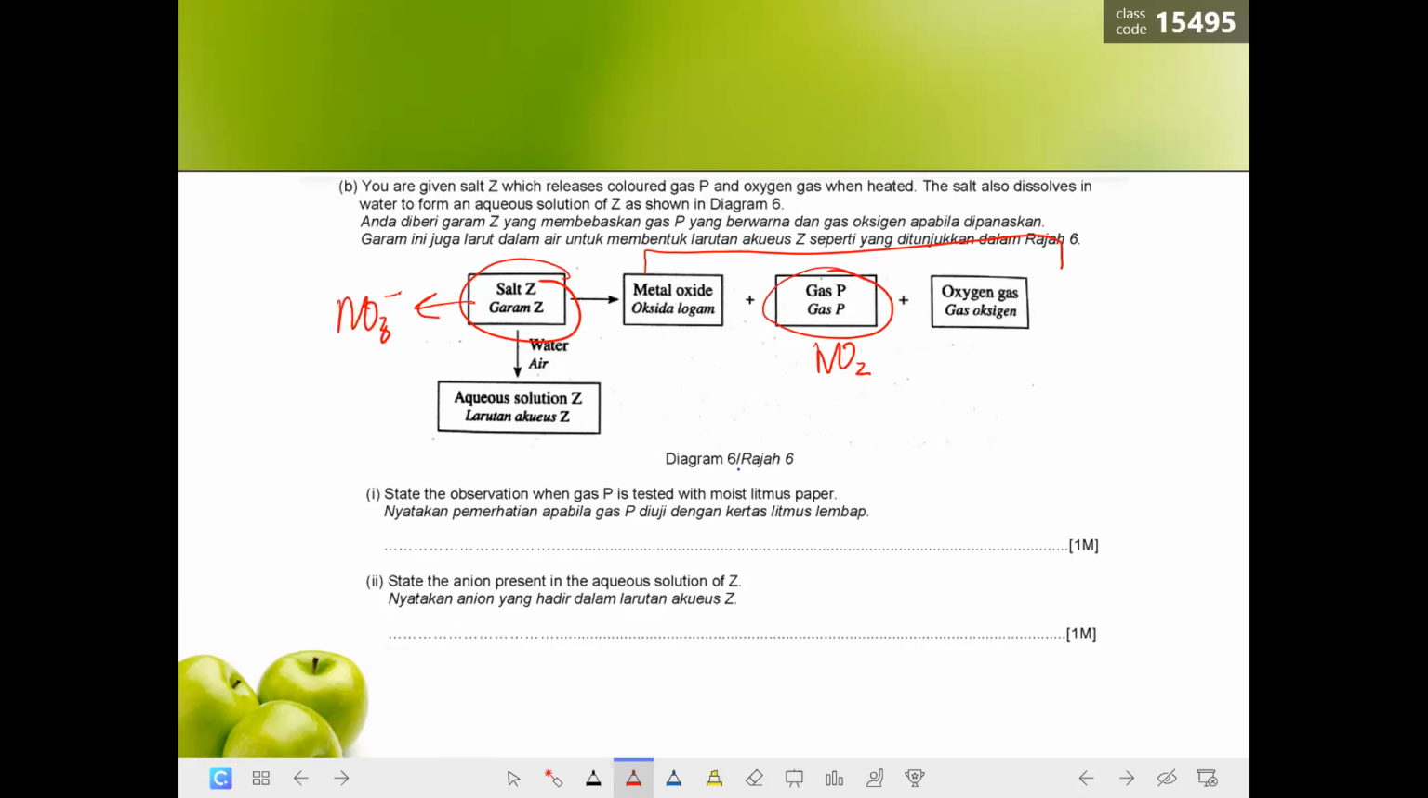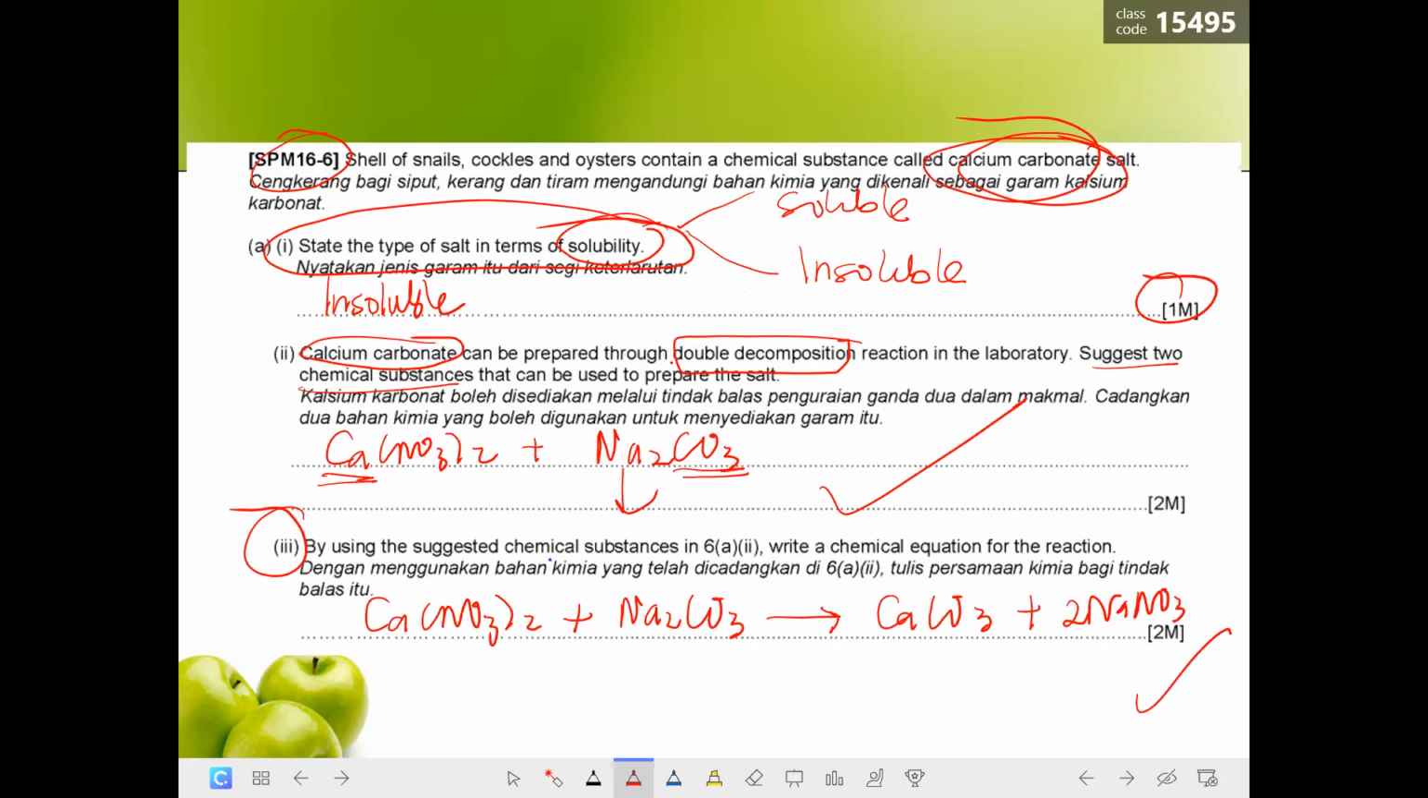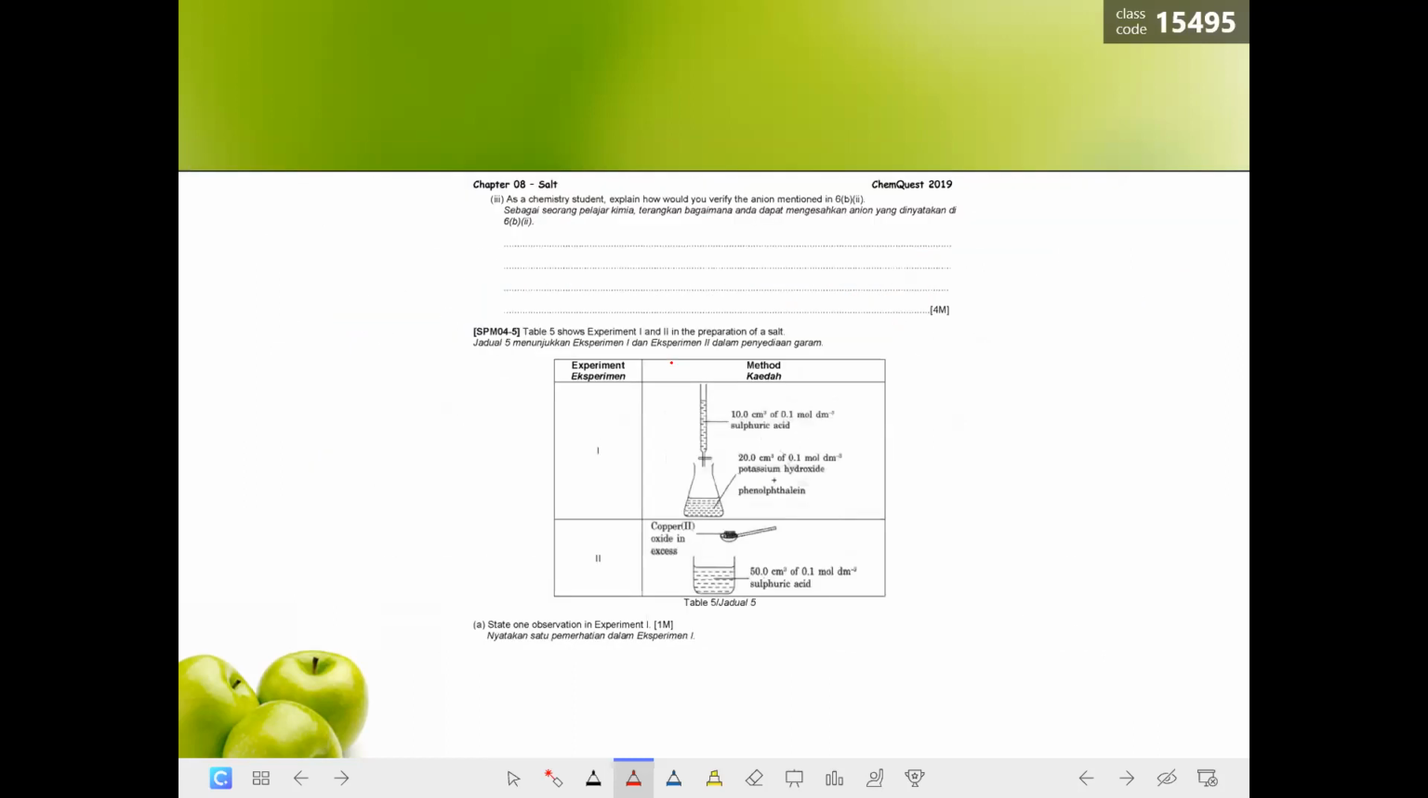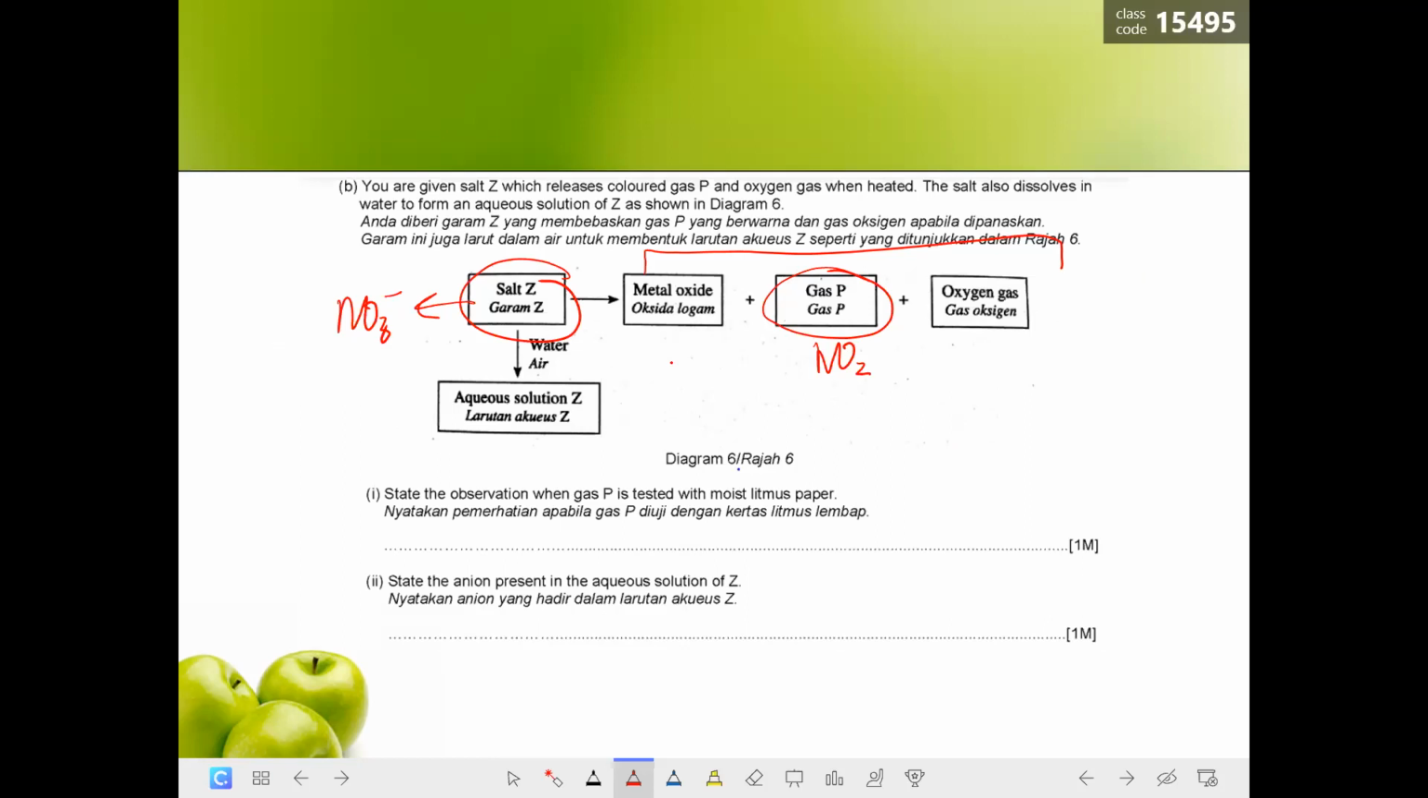Okay. Now, metal oxide. Did they give me any hint of what is my cation in this question? Did they give any hint? They didn't give any hint at all. Very good. They never say anything. So never mind. Now, what is the observation when P is tested with moist litmus paper? Think about it. Nitrogen dioxide is acidic or alkaline? Acidic. Very good. It is acidic.